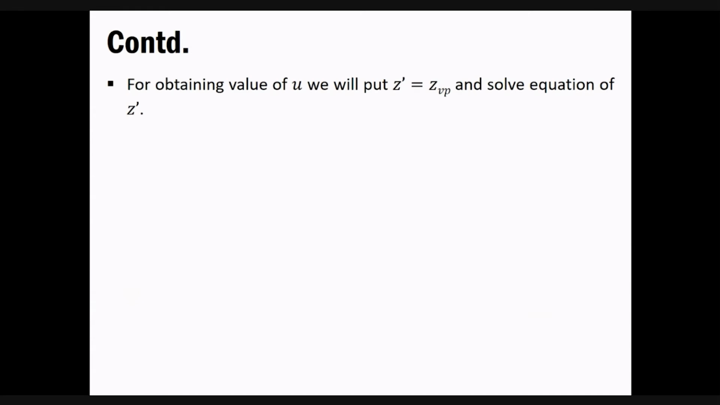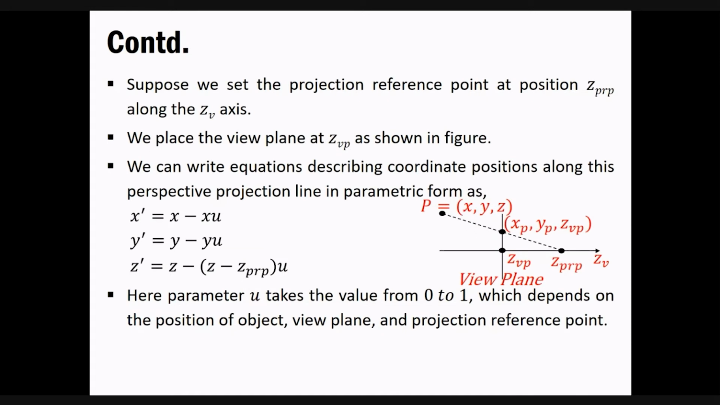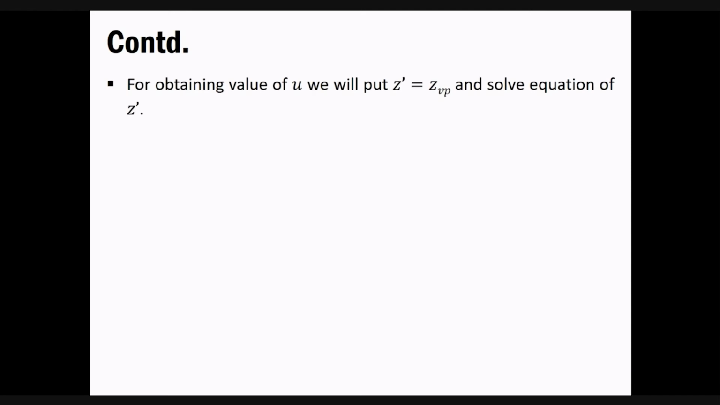Okay, and for obtaining the value of u, we will put z dash equal to ZVP. ZVP is z view plane, and solve the equation of z dash. So now we want some value of u to be substituted in the equations for x dash, y dash, and z dash. Okay, so for that we are doing this particular thing.